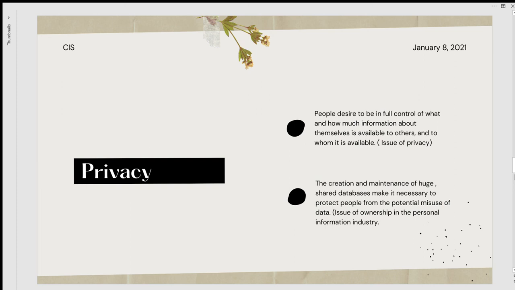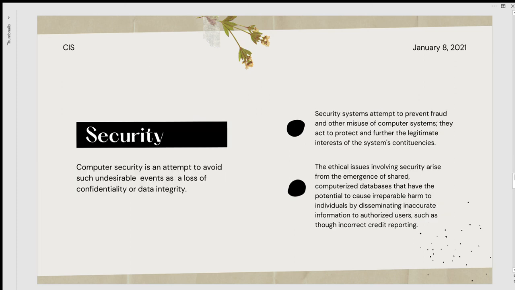So, ayun, yun yung privacy. Next is security. Computer security.